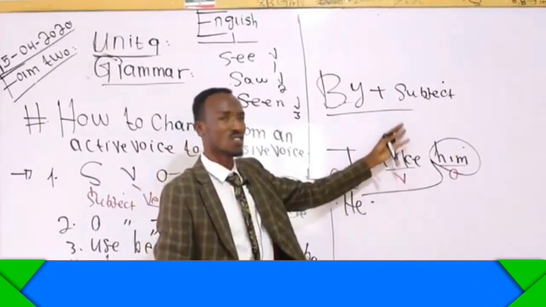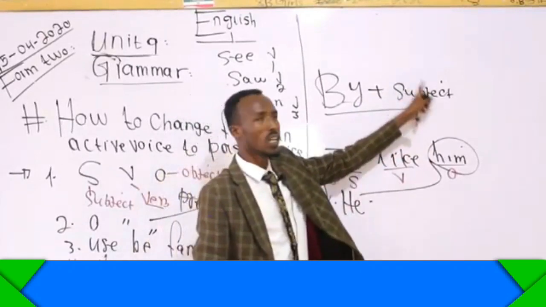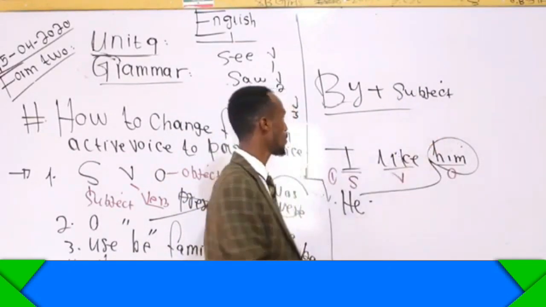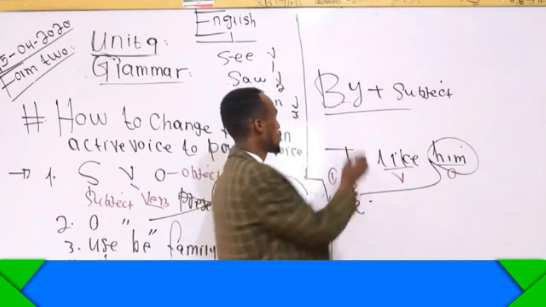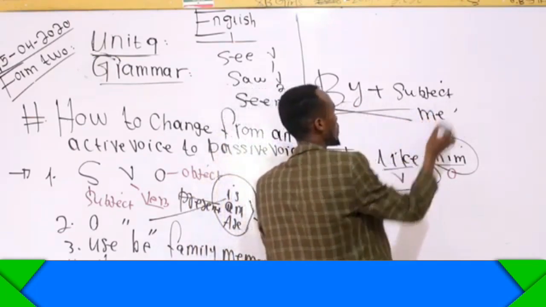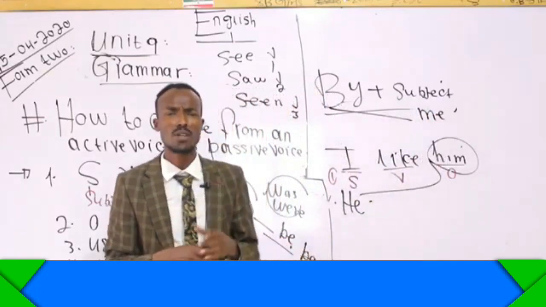Sometimes you don't like to mention the subject. But that subject you have to write in the form of an object. For example, if the subject was I, you have to write by me. I think, dear students, this is the main formula.